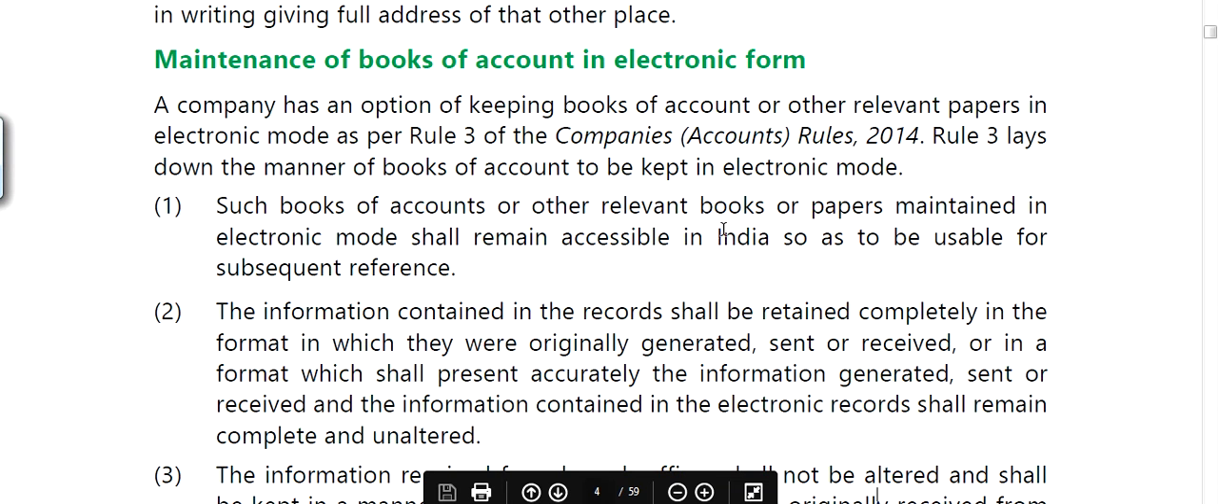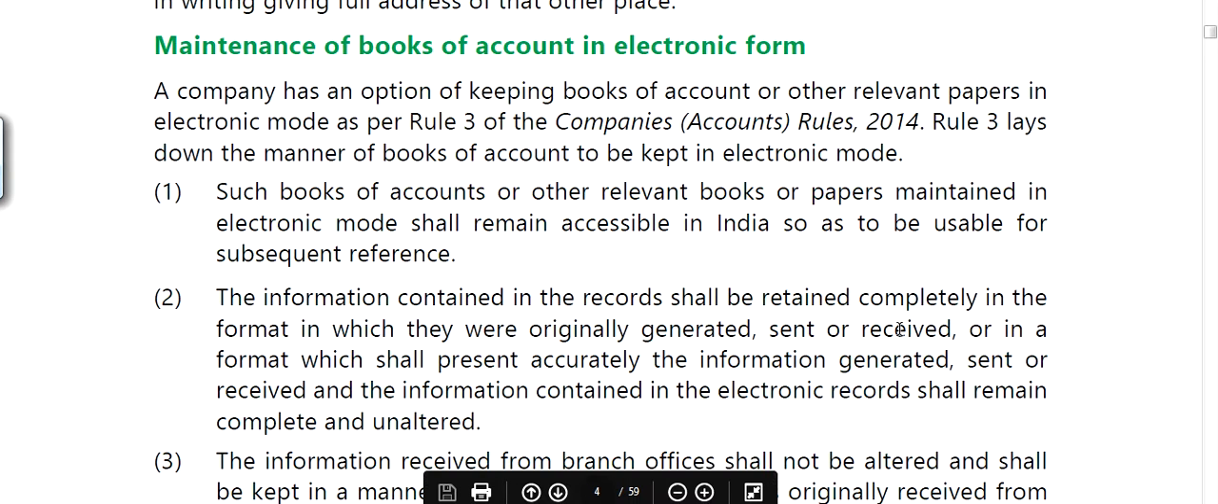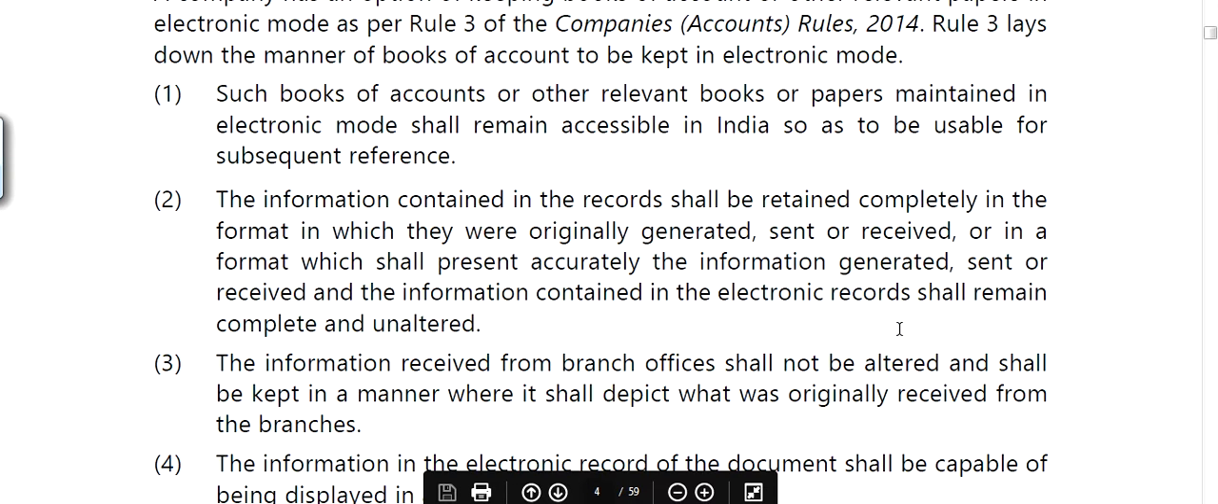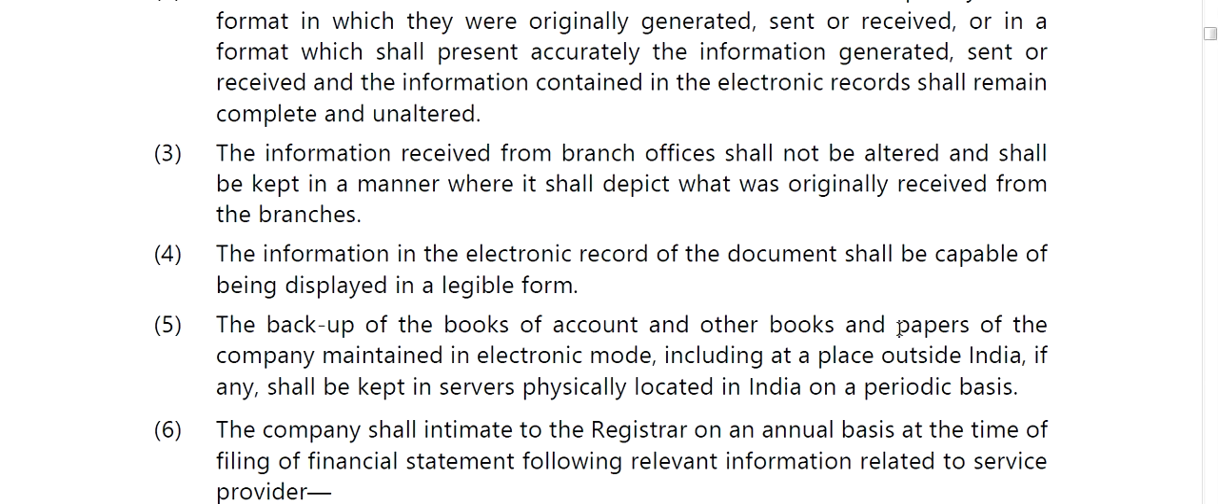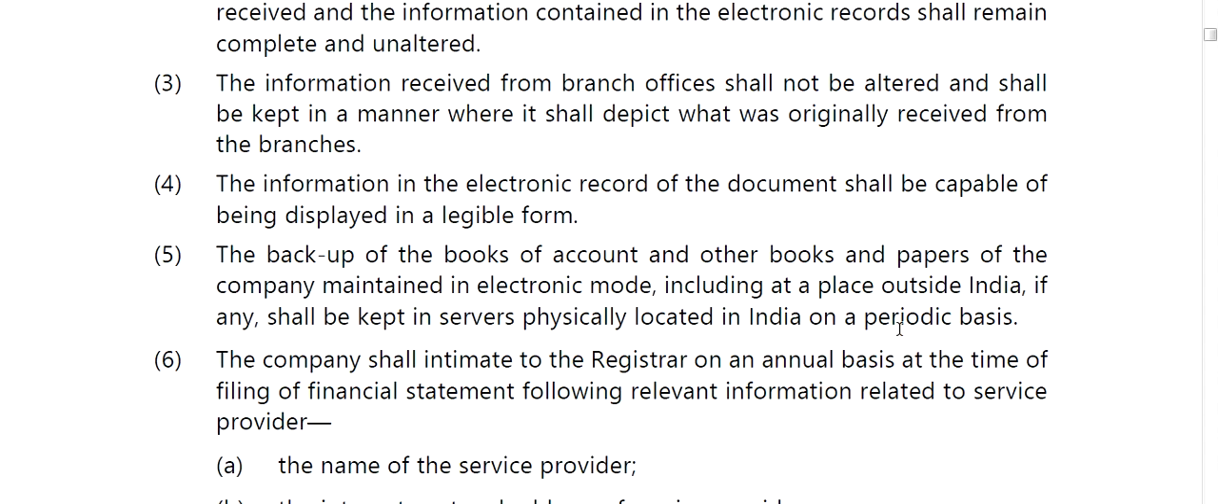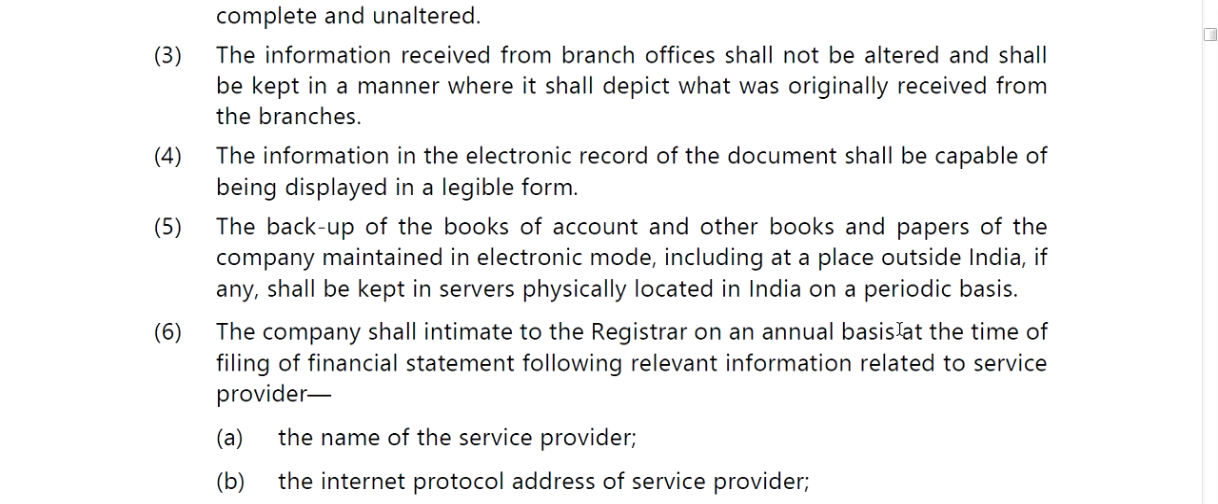Such books of accounts or other relevant books or papers maintained in electronic mode shall remain accessible in India so as to be usable for subsequent reference. The information contained in the records shall be retained completely in the format in which they were originally generated, sent or received. Original should be unaltered, complete. Next, information received from branch office shall not be altered. Fourth, the information in the electronic record of the document shall be capable of being displayed in legible form.